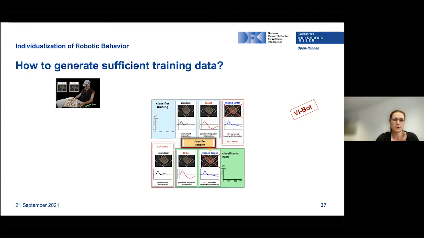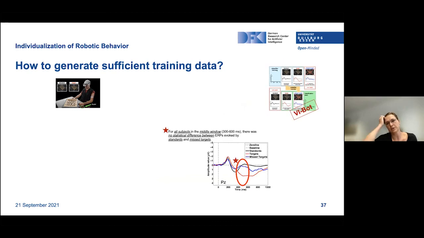So we always trained with one class being the target class, the targets that were responded to, so recognized as targets, and the other class in the training being the standards, the ones that were not actually relevant. Later, in the test phase, we used this classifier that was trained on targets and standards to distinguish between targets and missed targets. So we did a classifier transfer between those classes.